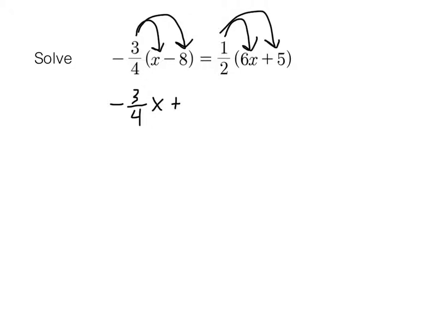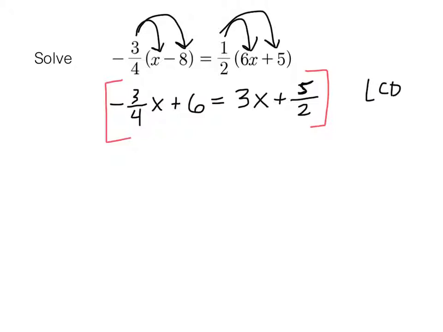3/4 of 8. Well, 1/4 of 8 would be 2. So 3/4 of 8 would be 6. And over here, half of 6x is 3x. And then we got 5/2. So now I've got fractions, and I don't want fractions. I'm going to get rid of them. What am I going to use to get rid of them? The least common denominator of those fractions, which in this case is 4, because 2 does go into 4.